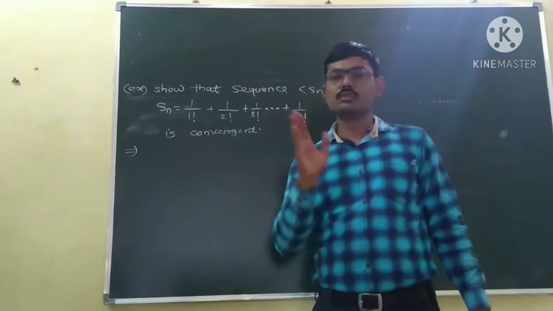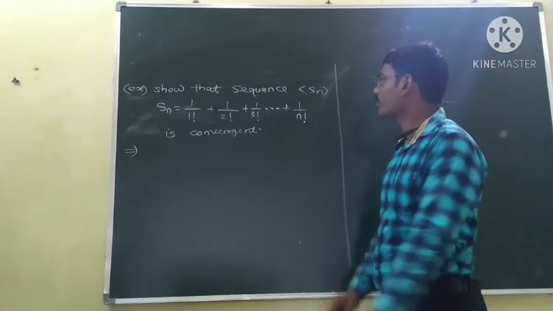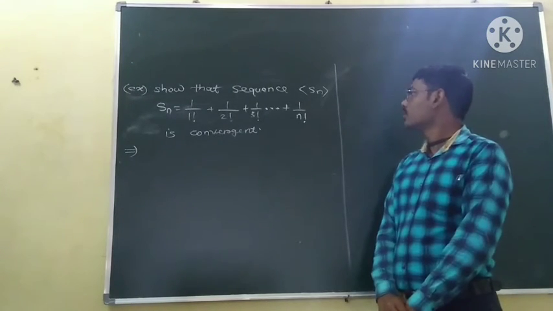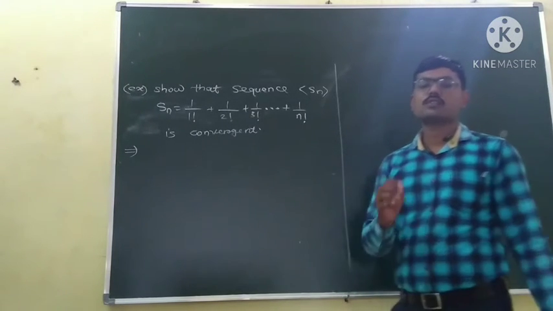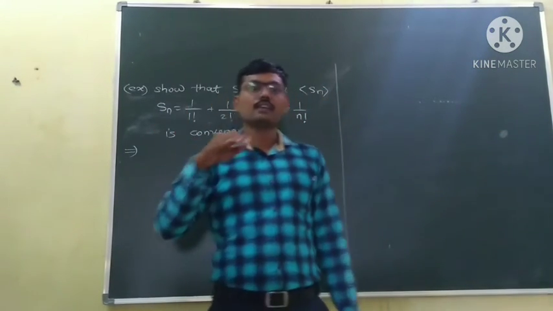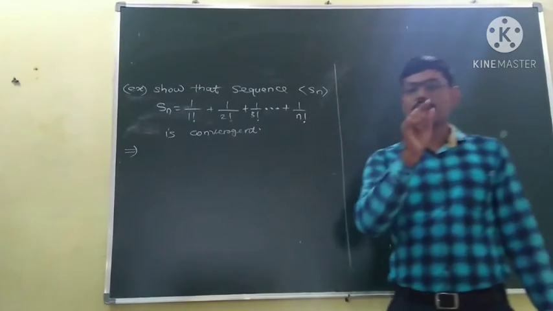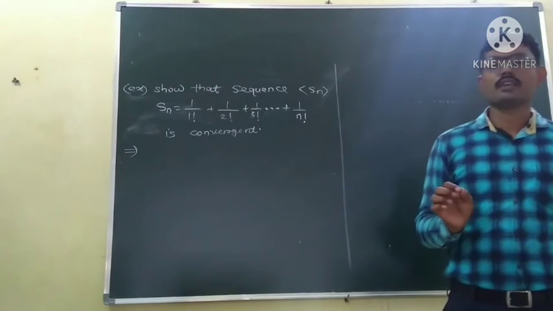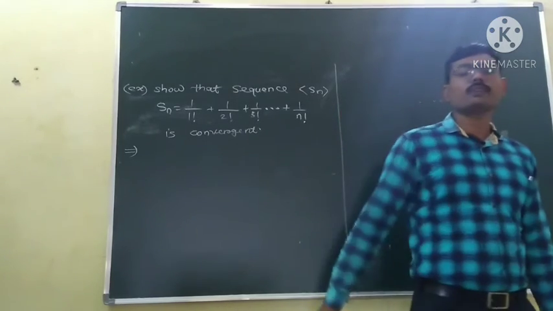So now we will try to use the theorem we have just learned, that is, the monotone convergence theorem. We will first see whether the sequence is increasing or decreasing. For that purpose, we will take the difference between the n term and the n plus 1 term. If the difference Sn plus 1 minus Sn is positive, then the sequence is monotonic increasing. And if Sn plus 1 minus Sn is negative, then the sequence is monotonic decreasing.